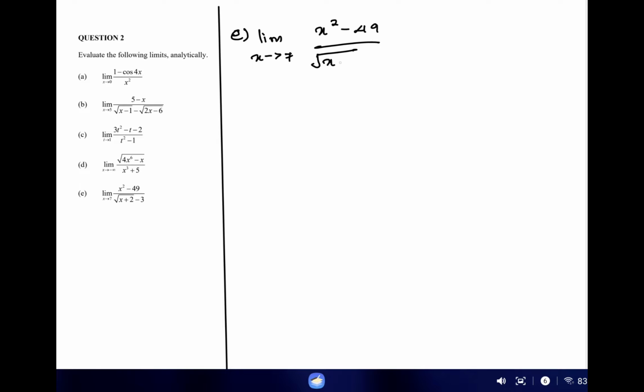For question E, we have the limit as x approaches 7 of (x squared minus 49) divided by (square root of x plus 2, minus 3). This one is the same thing. If we substitute x equal to 7, we get 0 divided by 0. This one involves a square root, so we can multiply by the conjugate, which is square root of x plus 2, plus 3.